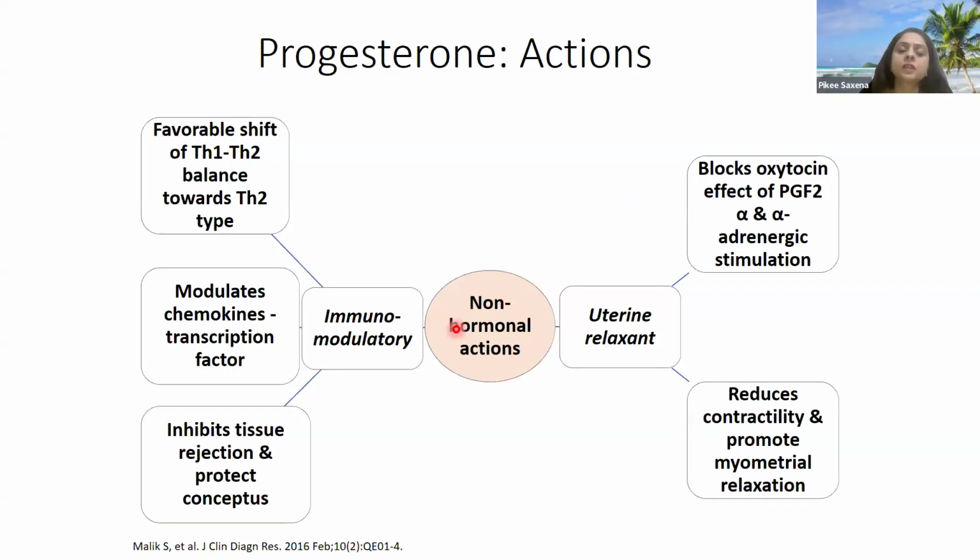So how does progestogen act? It has an immunomodulatory action by reversing the Th1 Th2 balance, by modulating the chemokines, cytokines, and interleukins, and it also has a uterine relaxant effect because it blocks the effect of oxytocin and PGF2 alpha and reduces contractions.